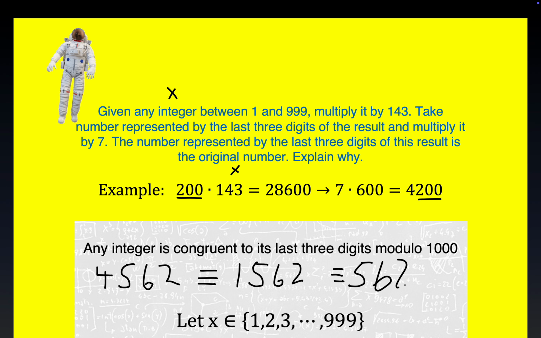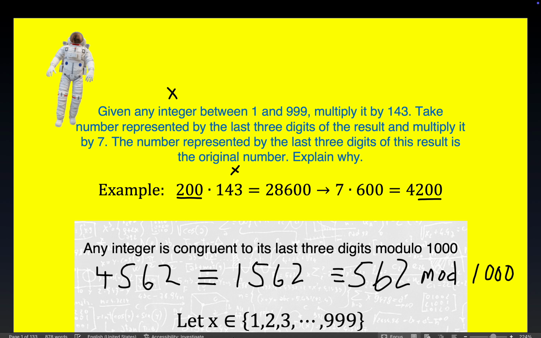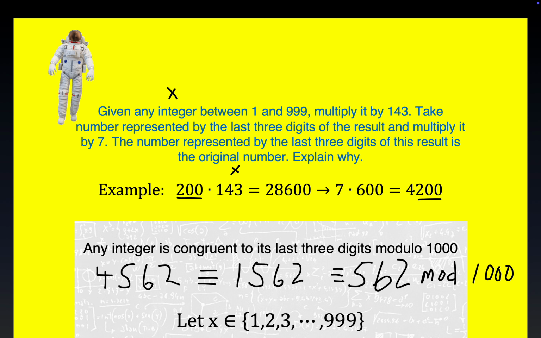That's important here. For brevity, I'll just call this mod, an abbreviation for modulo, but that's mod 1,000. Now what this really means, folks, is if you divide 1,000 into 4,562, you get a remainder of 562, which is the last three digits. The same with 1,562 and the same with 562. So this is a nice little result because it's going to make this proof very, very quick.